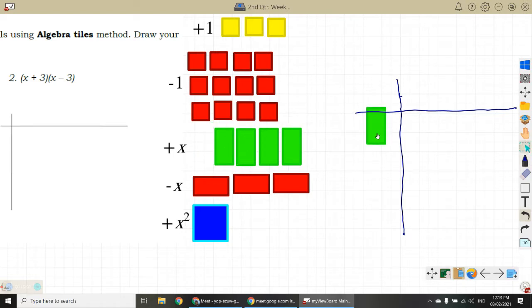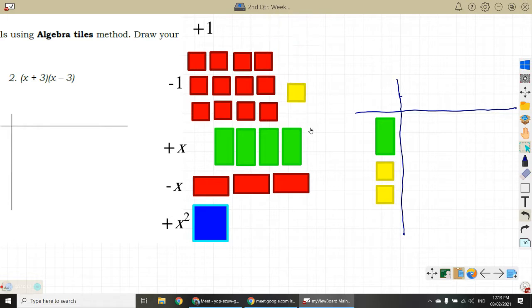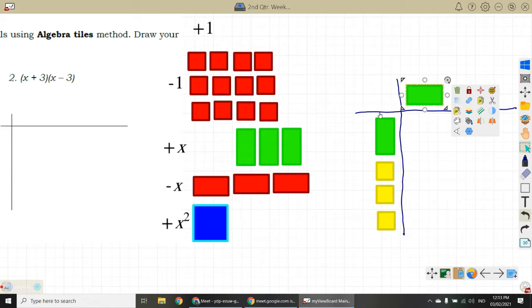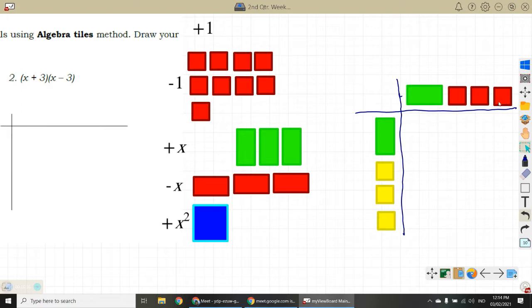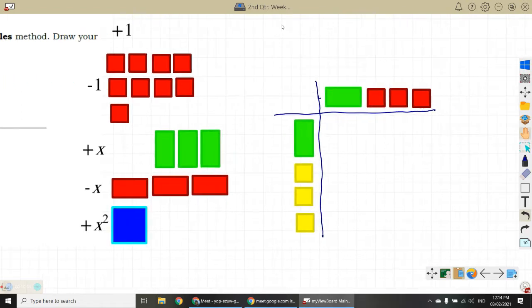It is represented by this block. X plus 3 is positive. How about x minus 3? X minus 3 can be represented by this block. This one we can move, so it looks nicer. Since it is minus 3, it is negative 3. Okay? So, when we multiply, we can multiply.